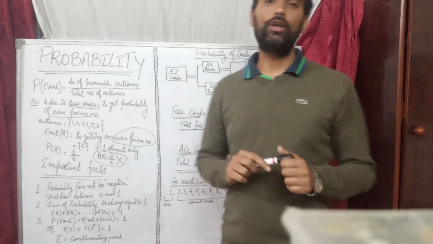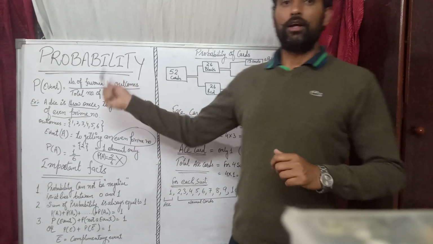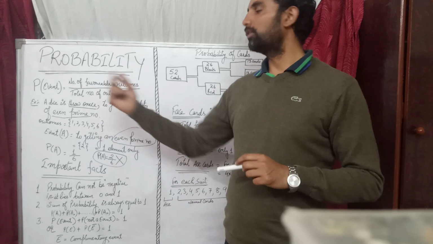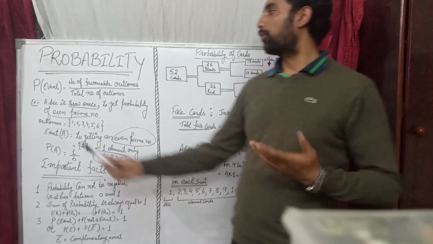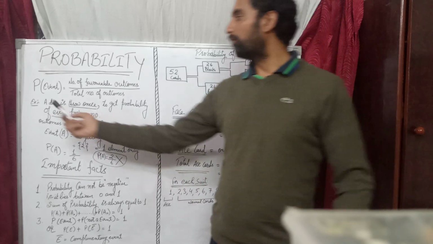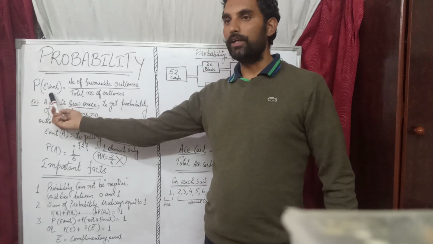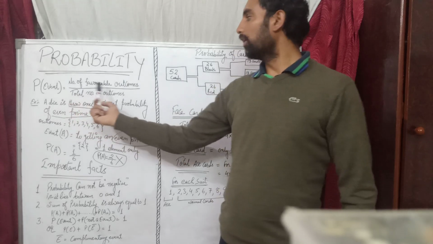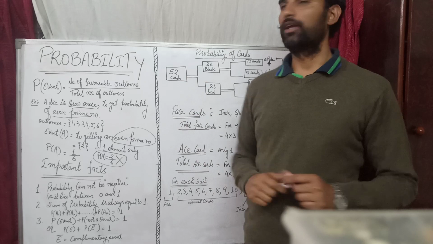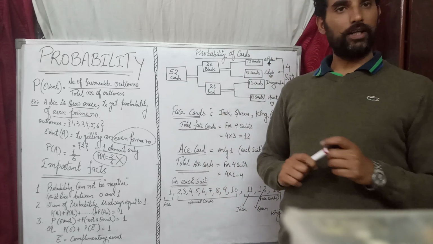Let's continue after that. The probability, what is the probability? I already told you. Now here, what is the formula of the probability? The probability is always denoted by capital P. And how to write the formula? Probability of event is equal to number of favorable outcomes divided by total number of outcomes. This is the formula for that. Let's take an example to understand it.